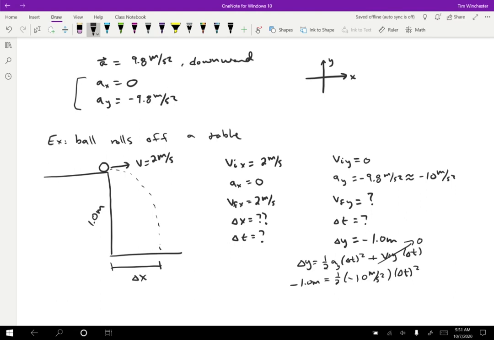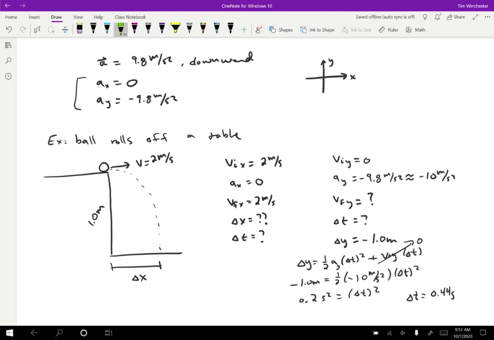Then when I solve for delta t squared, I get negative 1 divided by 10 and then a 2. So I'm going to have 0.2 second squared, because the meters will cancel and I'll have second squared left over, equals delta t squared. And so then I get delta t equals, plugging this into a calculator, 0.44 seconds.